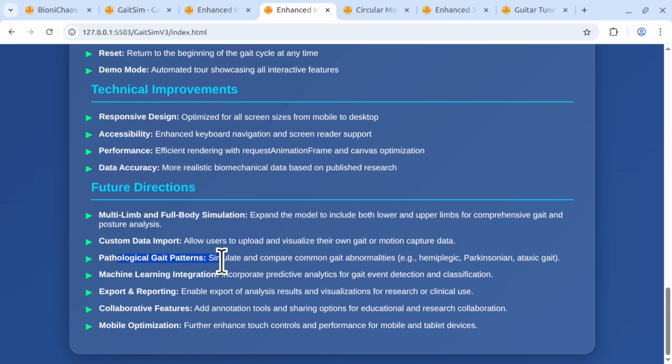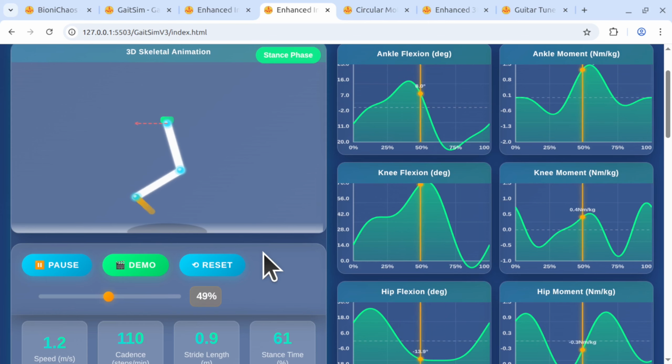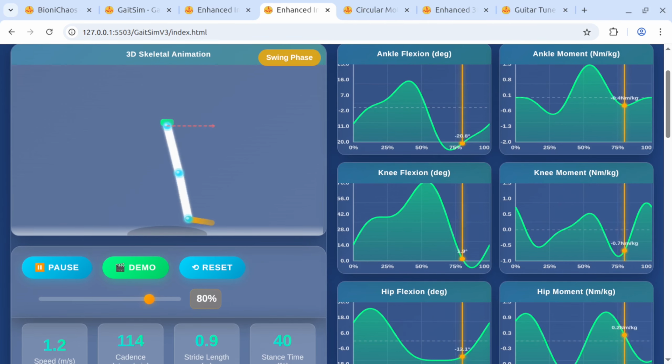The pathological gait patterns, eventually we'll have a drop down for different pathologies: Parkinson's, ataxic gait, we can do gait freezing. Predictive analytics, yeah, sure. Reports, sharing. Yeah, optimized for mobile. We haven't actually tested it on mobile. If anyone wants to do that, you're more than welcome.